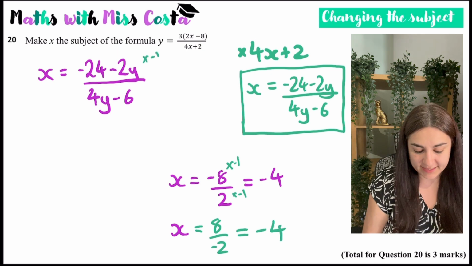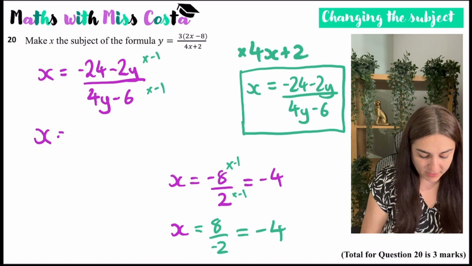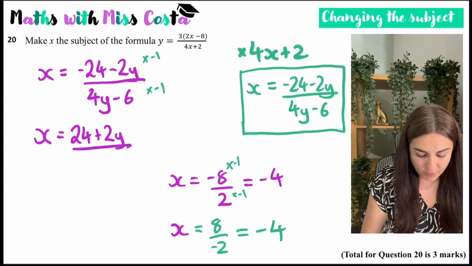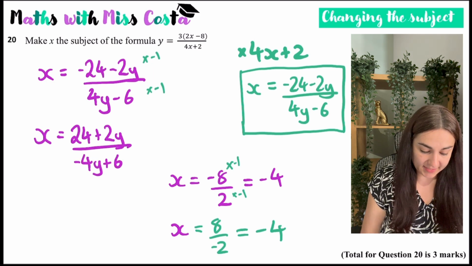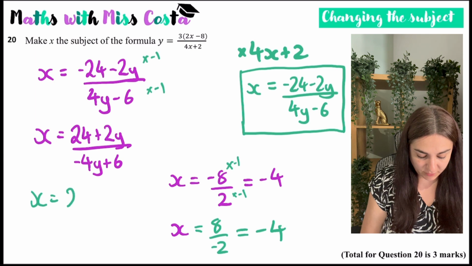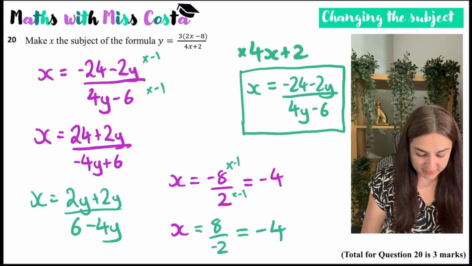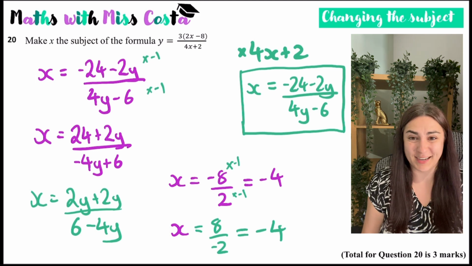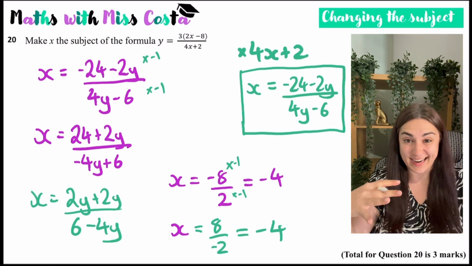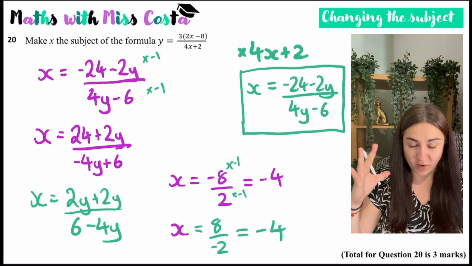So what I can do in a situation like this is just times everything by minus 1. So x would be 24 plus 2y over, well, it would be negative 4y plus 6. So what I could then do is just rearrange it, 2y plus 24 over 6 minus 4y. It doesn't really matter which one comes first, but it's just nice to not have a negative at the beginning. So that is just one final little tip.